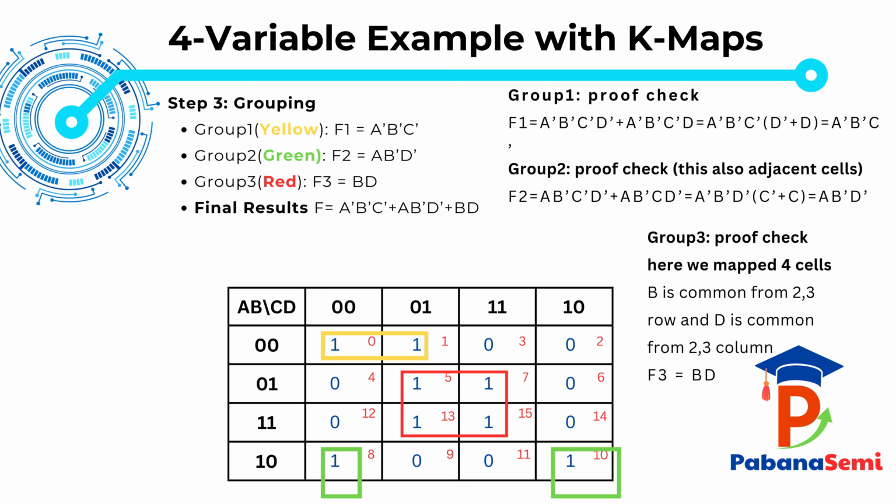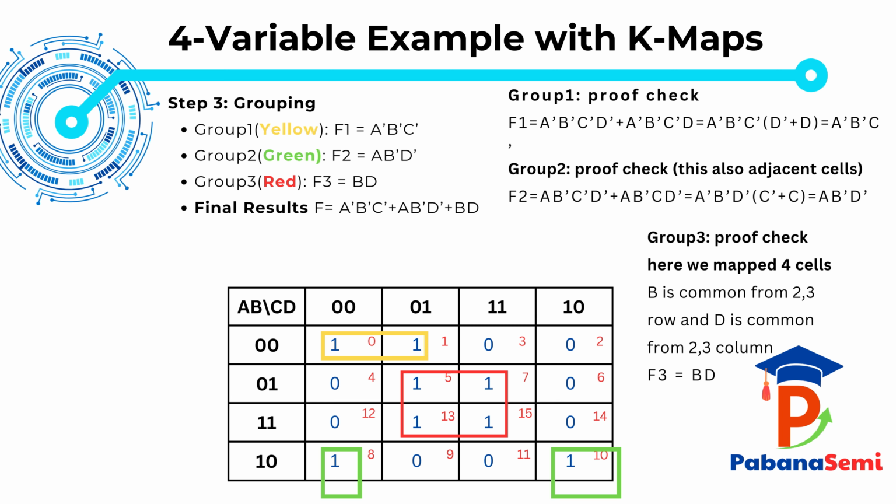Now we combine all group expressions. F equals F1 plus F2 plus F3. F equals A prime B prime C prime plus ABD prime plus BD. This is the final minimized Boolean expression, exactly as shown on the slide.